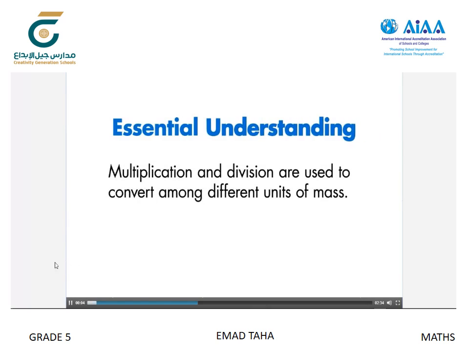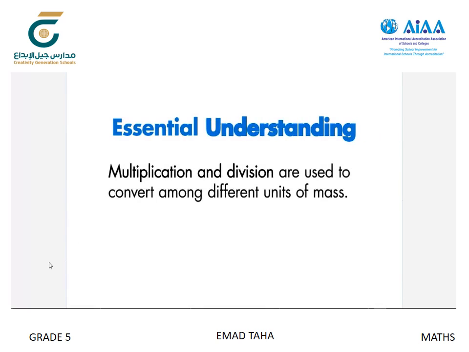The essential understanding for this lesson is that multiplication and division are used to convert among different units of mass. Previously, students learned the relative size of metric units of mass and how to multiply and divide by powers of 10 to convert among metric units of length and capacity. In this lesson, students use multiplication and division to convert among different metric units of mass.